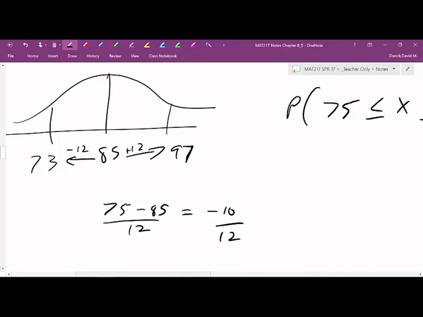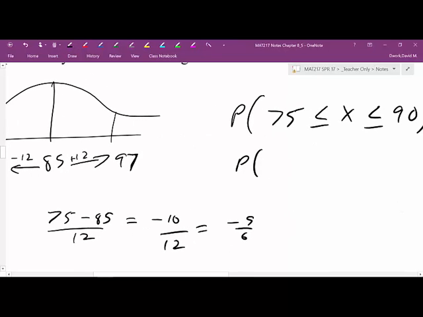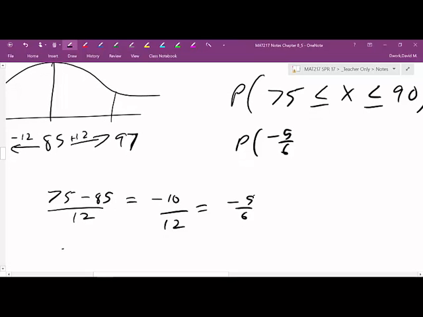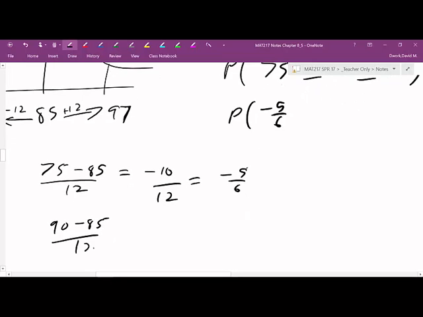So what would that be? Well, I'm going to leave it as a fraction, so it's negative 5/6. Instead of writing this as 75, I'm going to say this is negative 5/6 for my lower bound. My upper bound would be 90 take away 85, divided by 12. Because 90 is how far away from 85? It is 5 over, divided by 12, so that would be 5/12.